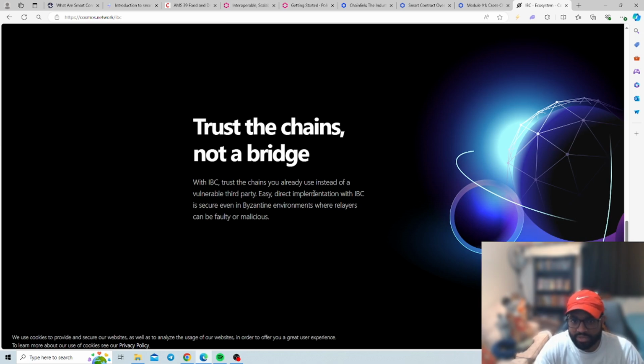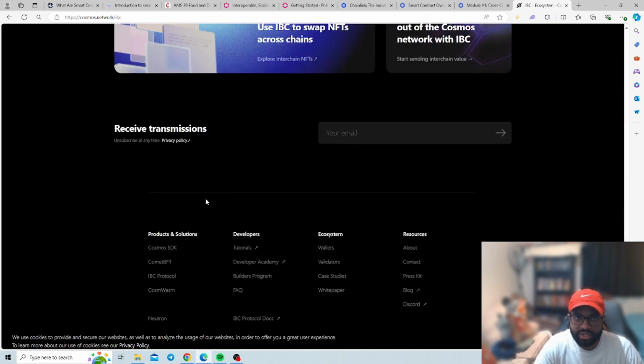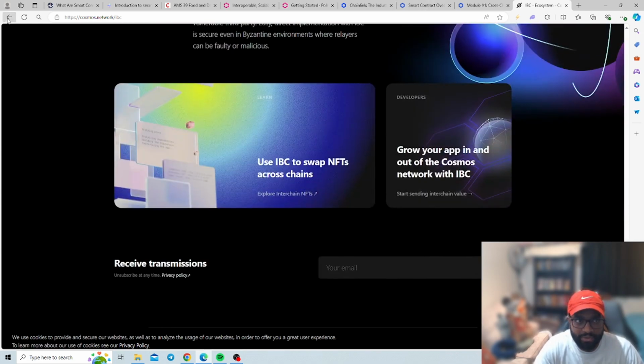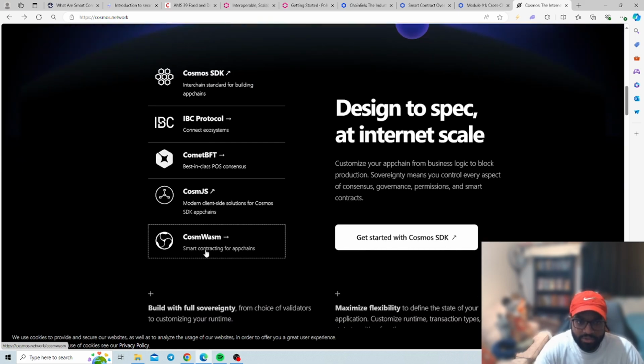Easy direct implementation with IBC is secure, even in environments where layers could be faulty or malicious. So you can see there's different transactions. It goes a lot with the Cosmos ecosystem, but it's a common BFT, a best-in-class proof-of-stake consensus solution for SDK chains. CosmWasm, let's read into this.